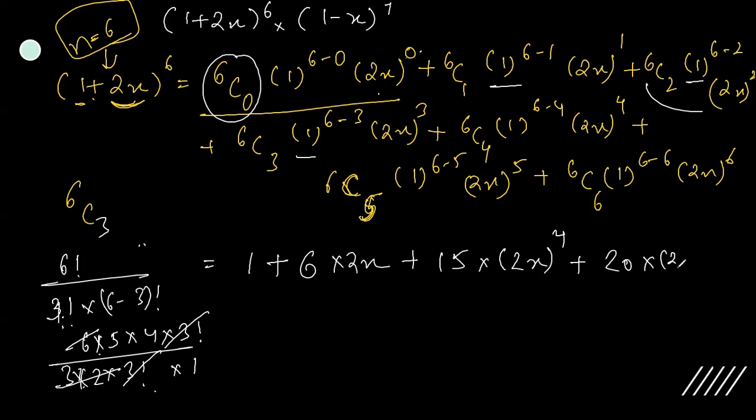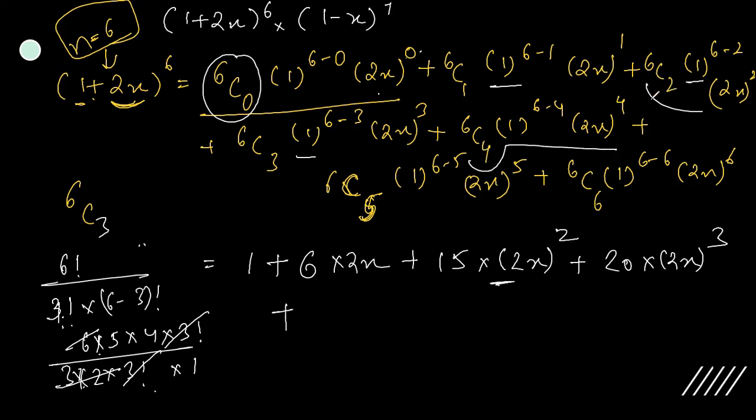So 20 multiplied by 2x raised to the power... wait, what do we have? Sorry, this is not 5. I'm making a mistake here. See, this is raised to the power 3, sorry, right? So let's move to 6C4. So 6C4 is exactly the same as 6C2 only.